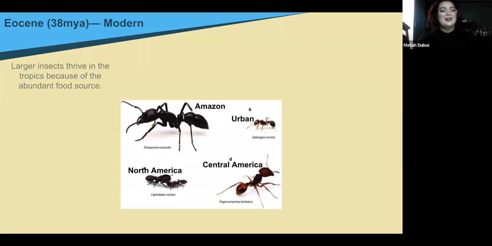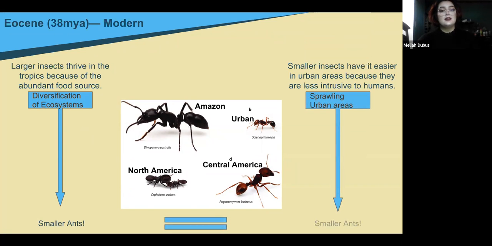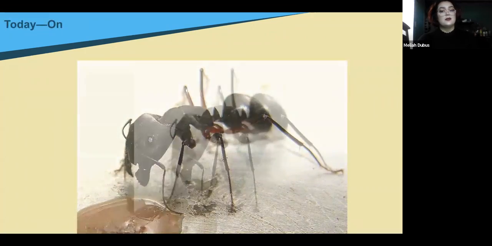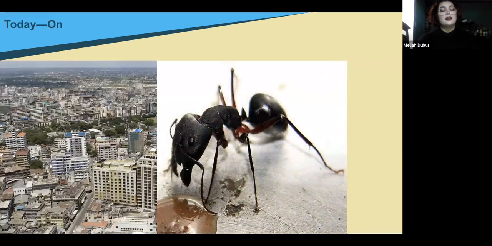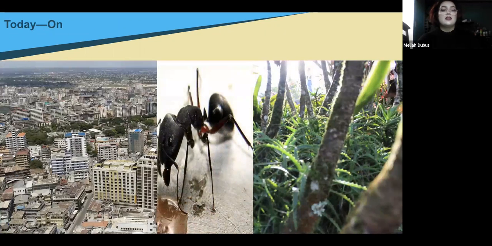From the Eocene to now, ants have on average gotten smaller. The diversification of ecosystems from tropical areas has made it so being smaller is advantageous. The sprawling urbanization has also led to smaller ants. However, as urbanization continues to push ants to be smaller, climate change, which is increasing temperature and humidity, pushes ants to be larger. And there might not be a happy middle ground, and the ants might be stuck between a hard place and a hot place.